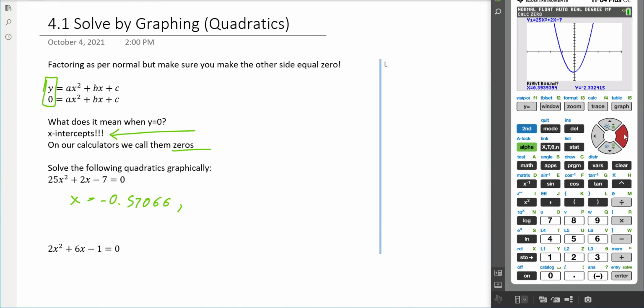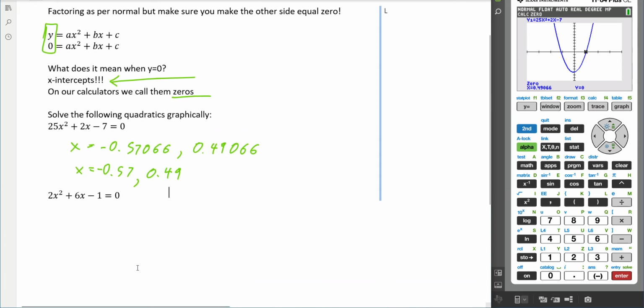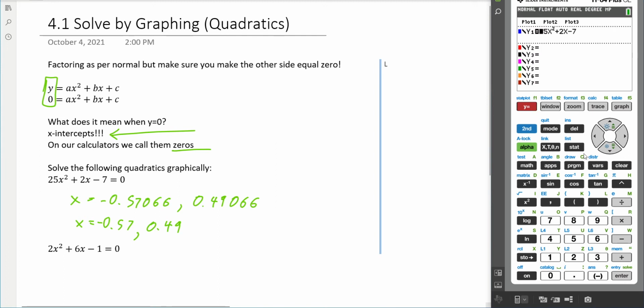Our second point is second function, calc, 0, left bound, right bound, guess, and our second point is 0.49066. So perhaps we want to just round it: negative 0.57 and positive 0.49. Okay, so that's all it is. So go ahead, try the next one, and then press pause and see if you can get the same answer I do.